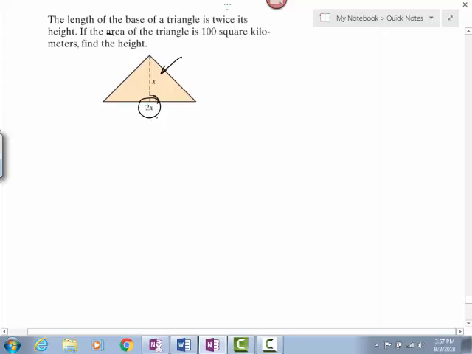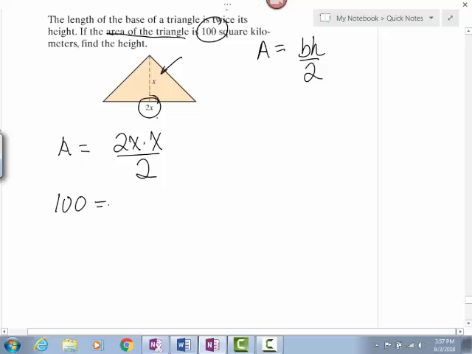And we're talking about the area of the triangle. So the first thing I want to do is write down the formula for the area of the triangle. It's the base times the height divided by 2. Okay. So now I'm going to go ahead and write it here. The area is the base. Well, we're calling the base 2x. The height, we're calling the height x, divided by 2. All right, what else do we know? Well, we already know that the area happens to be 100. So I'm going to write 100 in right here.